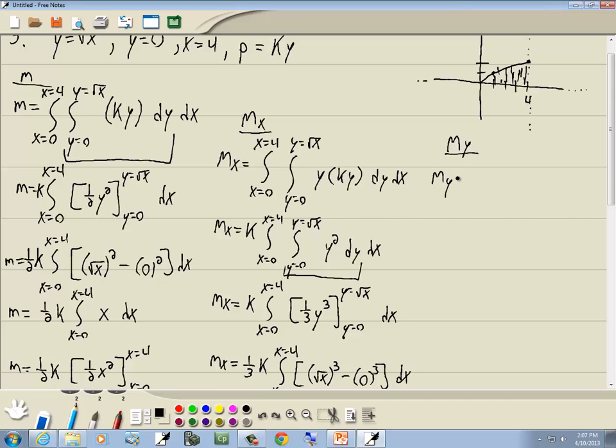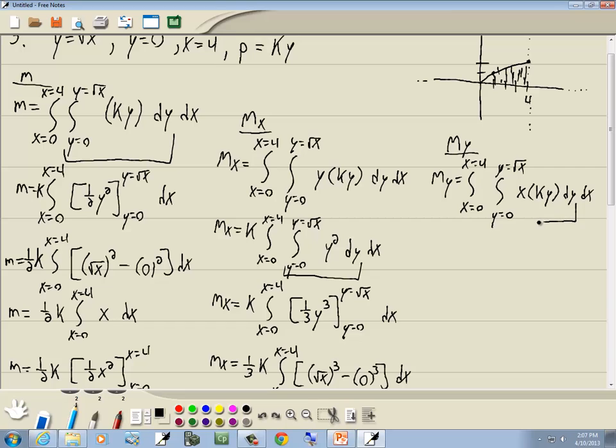Well, our moment with respect to y, the region of integration is still going to be the same. So I've got x equals 0 to x equals 4, and y equals 0 to y equals square root of x. And for the moment with respect to y, I need to put an x in here. Remember, you always put in the other variable. And then rho, which was ky, dy dx.